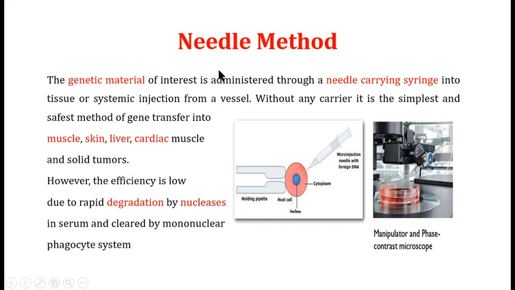One of the problems with the needle method is that you are using naked DNA without any carrier. So the nucleases that are present in the serum are going to degrade it, and therefore its action is limited to a very short time. This is one of the disadvantages of the needle method: the naked DNA is degraded by the nucleases in the serum, and it is cleared by the mononuclear phagocyte system. Thereby it needs continuous re-administration of the foreign DNA into the host cell.